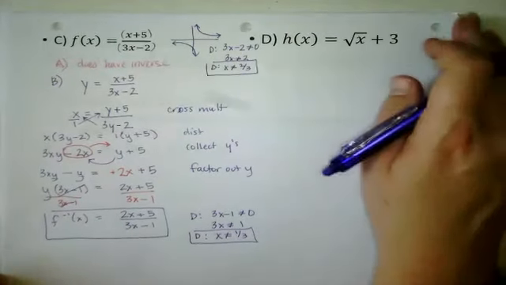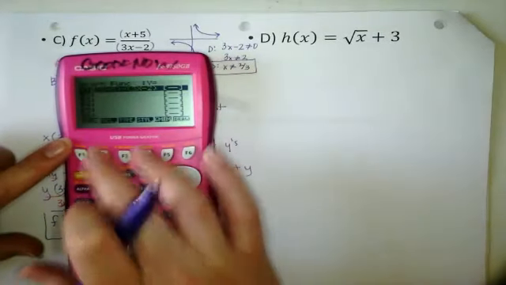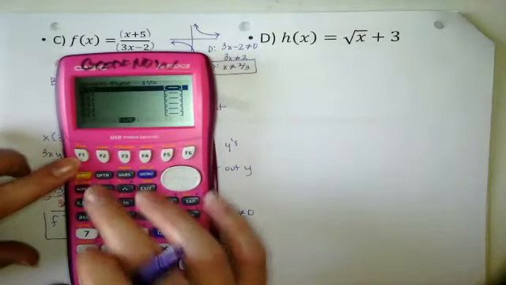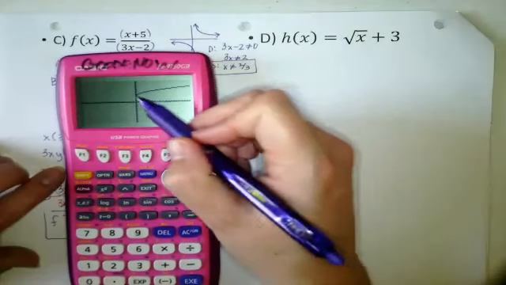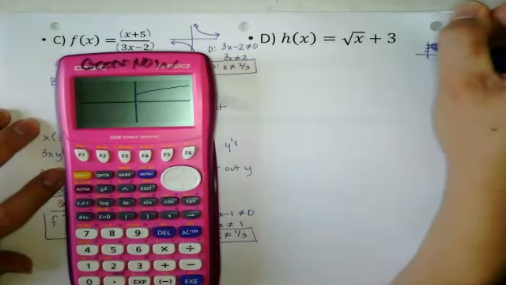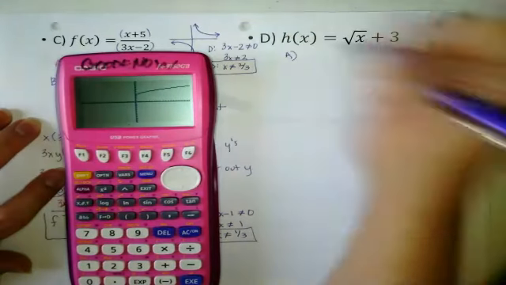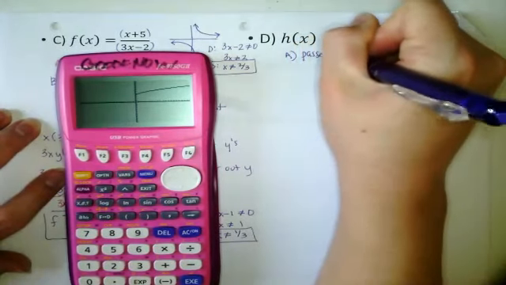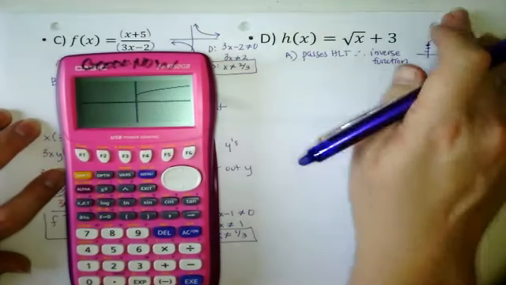Last one here, and I've got 3 minutes. So square root of x is a tricky one. So square root of x, and then we have plus 3. You notice I don't need parentheses on that. So this is a square root swoop that's been shifted up 3 units. 1, 2, 3. And so it is a square root swoop. It does have an inverse. It passes the horizontal line test. Therefore, it's an inverse that is also a function.